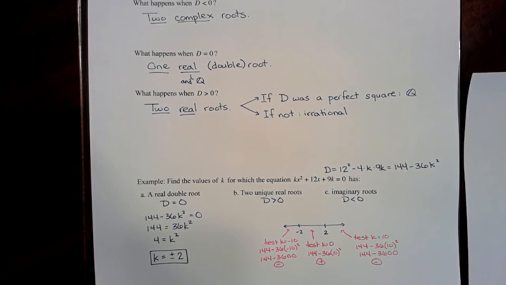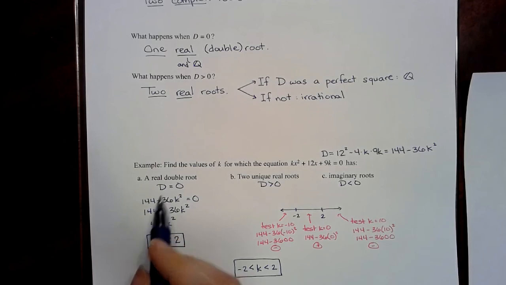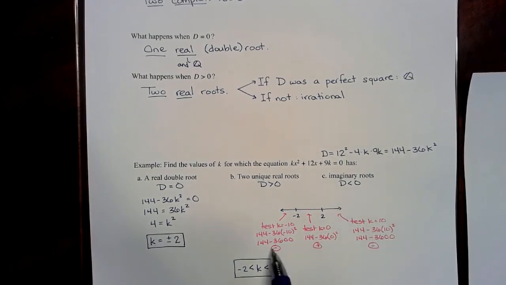So what is this telling me? If I want to know where the discriminant is positive, that's right here, in between. So I want k values that are in between negative 2 and 2. I don't want to include negative 2 and 2. In those cases, my discriminant equaled 0, and I'm in a different case. If I want strictly positive, I will be in this region. If I want to know where my discriminant is negative, that's these two places. So that's going to be k is less than negative 2, or k is bigger than 2.